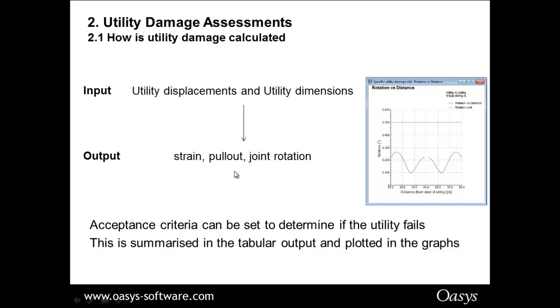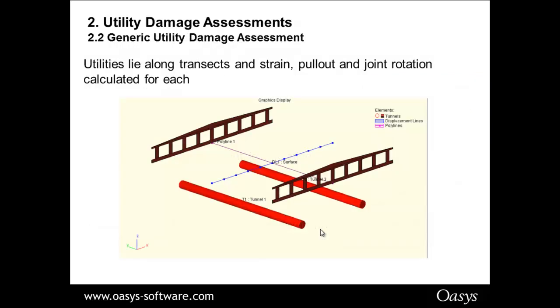So we calculate strain, pull out, and joint rotation based on the displacements and dimensions. The acceptance criteria needs to be set by the user, but if you're setting an acceptance criteria very regularly, you could just put it in the defaults. Again, generic utility damage assessments are available, so instead of picking one specific line, if you plot a polyline with a number of transects, you could look at, for example, where the worst rotation would be in these polylines, and maybe decide to put a utility in that specific area. So this would help you plan if you're planning to install utilities, or your utilities put in just before your tunnels and various other things. So again, it's a very useful feature.